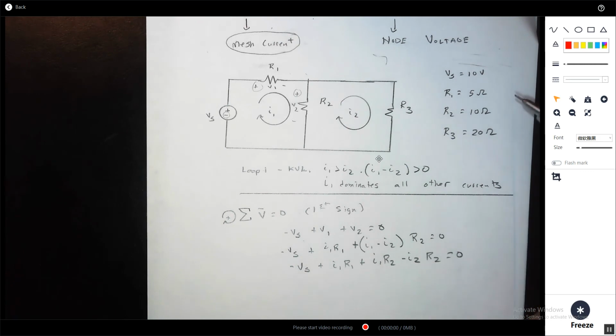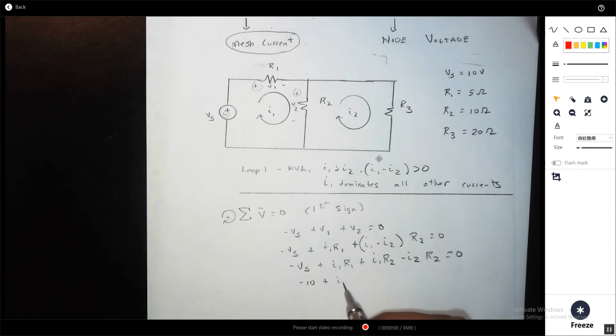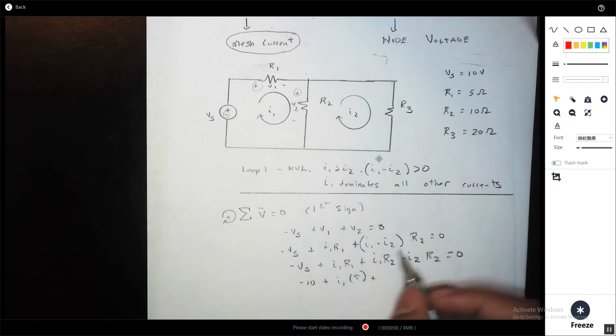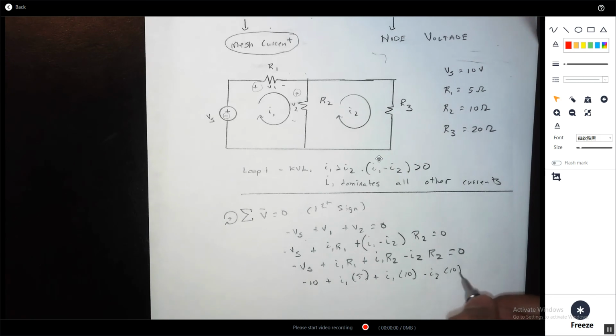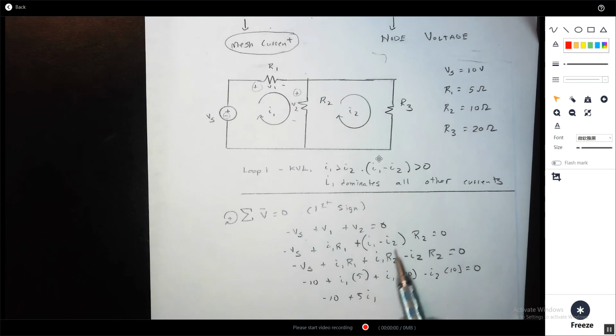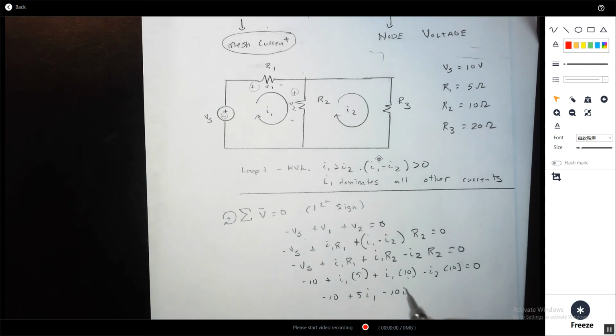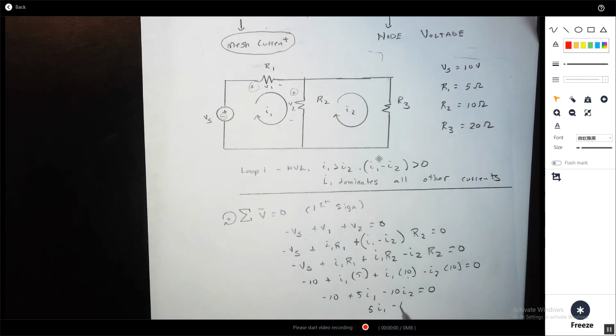If you plug in your values, you're going to get minus 10 plus I1 R1, which is 5, plus I1 R2, which is 10, minus I2 R2, which is 10. That's equal to 0. So that's minus 10 plus 15 I1, because 5 plus 10 is 15, minus 10 I2 is equal to 0. So 15 I1 minus 10 I2 is equal to 10. That's equation 1.